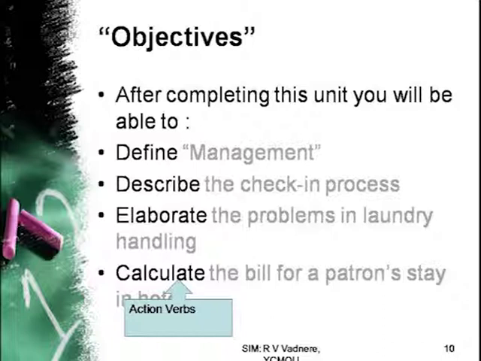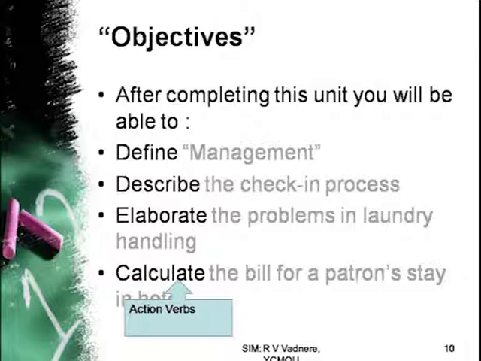The way we write objectives is something like this. After completing this unit, you will be able to, and then we say something like: define management, describe the check-in process, elaborate the problems in laundry handling, or calculate the bill for a patron staying in a hotel. Here you might have observed that what follows "to" is a verb, and this verb is not an ordinary verb. It is a very special kind of verb. It is called an action verb.